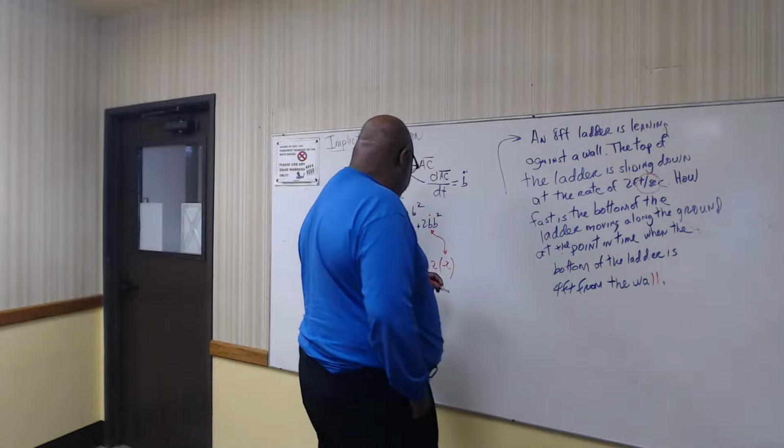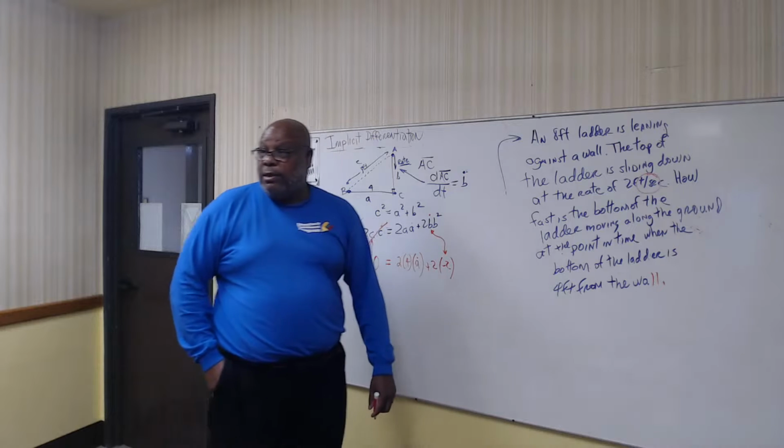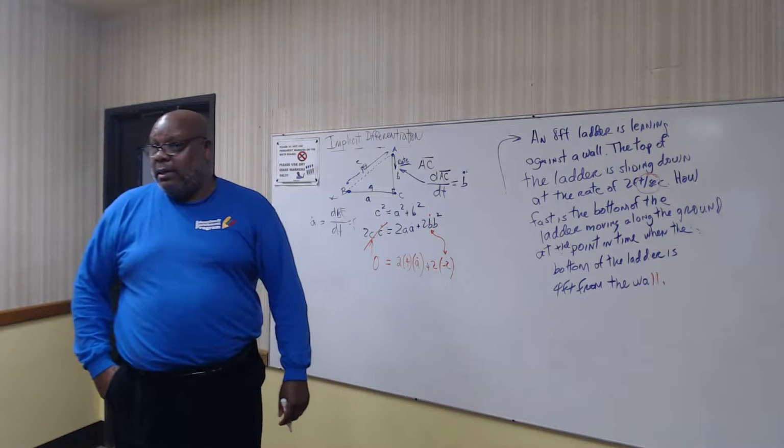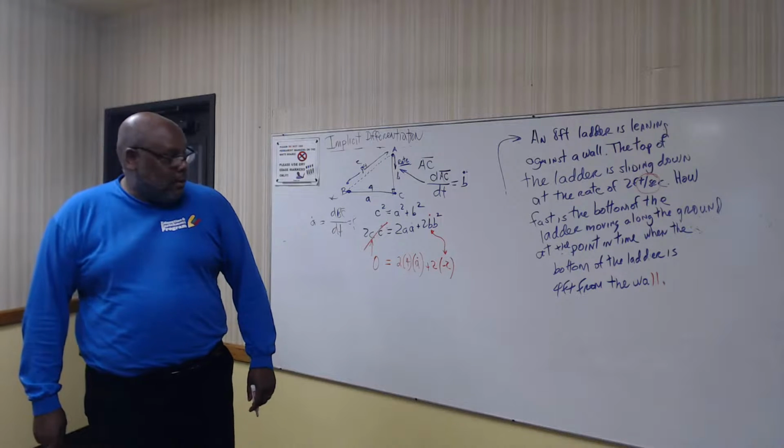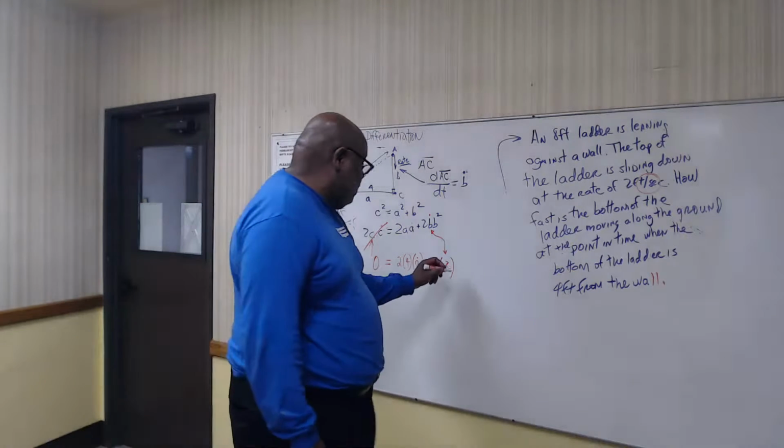Whenever you see something per something, it's a rate. If it's time, it's per time, like per second, per minute, per hour. It's a derivative. Now, do we know what B is?